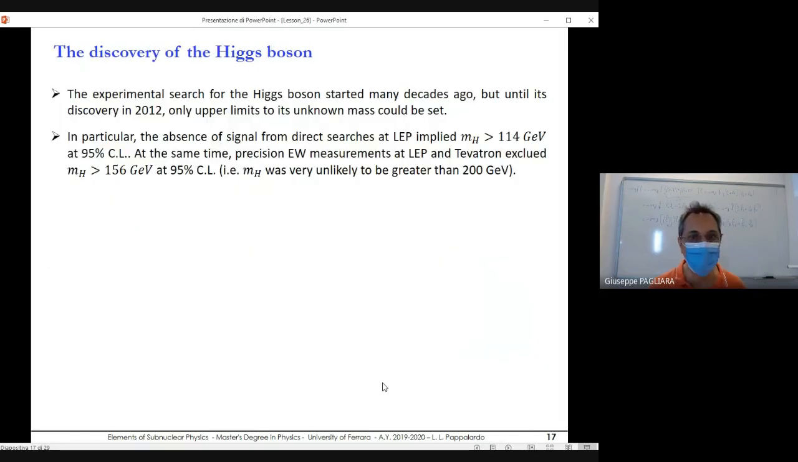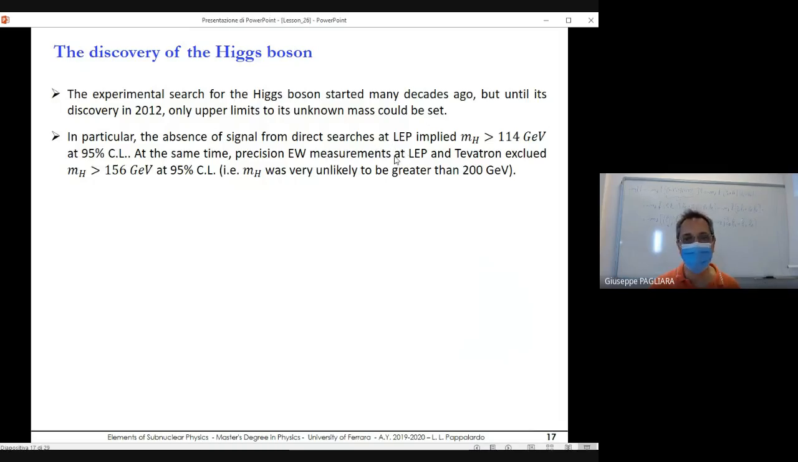Now, the experimental search for the Higgs boson started many decades ago, okay? But the discovery, as you know, appeared only in 2012 at the Large Hadron Collider. And up to that time, only upper limits could be set on the mass of the Higgs, because the energy of the accelerators that were available was not enough to reach the Higgs mass or to have enough statistics to produce the Higgs.